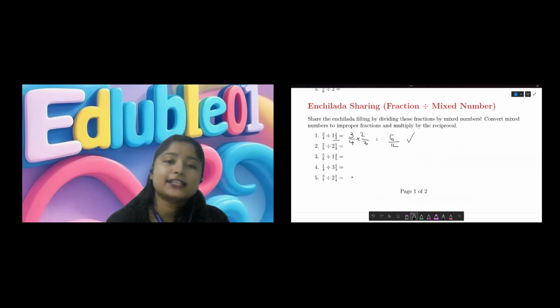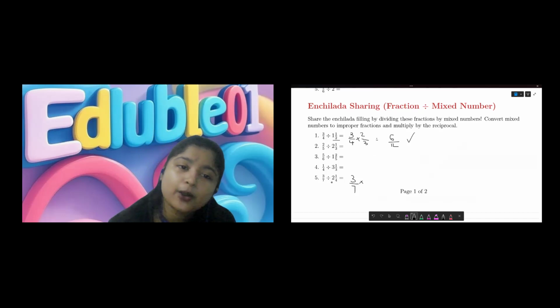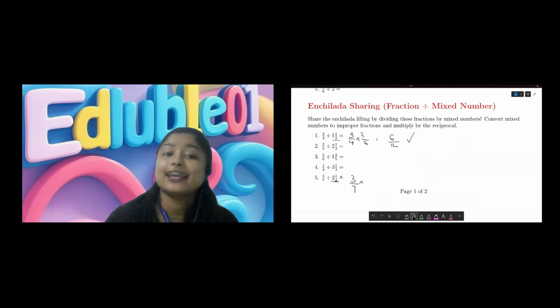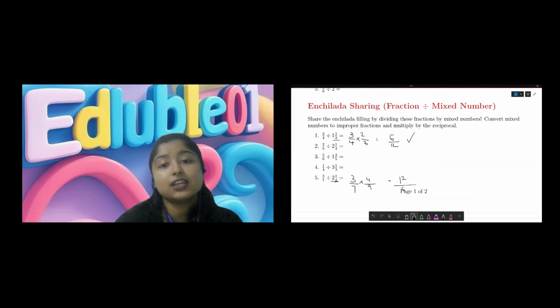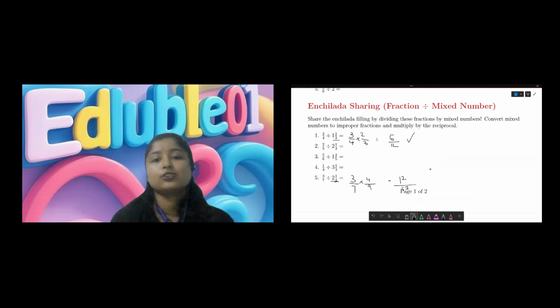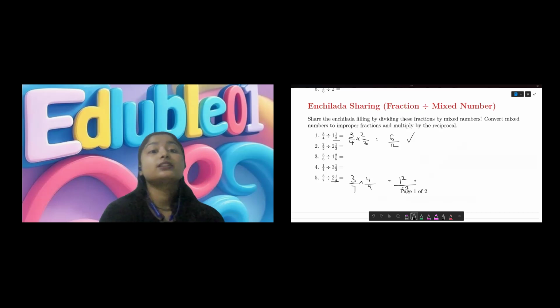Let's try solving the last question. So 3 over 7 multiplied by, changing the sign, and we need to change this mixed fraction into an improper fraction. So 4 times 2 is 8. 8 plus 1 is 9. 9 over 4. But remember to reverse. So 4 over 9. So 4 times 3 is 12. And how much is 7 times 9? 63. Exactly. So your answer is 12 over 63.